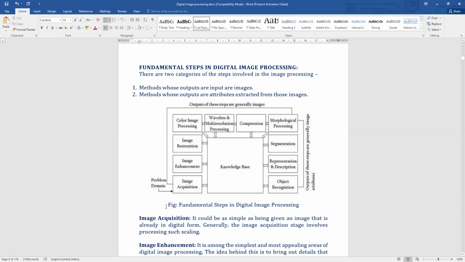So what are the fundamental steps in digital image processing? Basically there are two categories we use in digital image processing. First, methods whose inputs and outputs are images. Second, methods whose outputs are attributes extracted from those images. Okay, now I will explain and clarify each point.